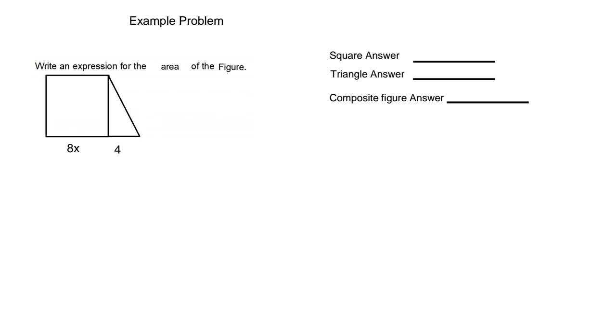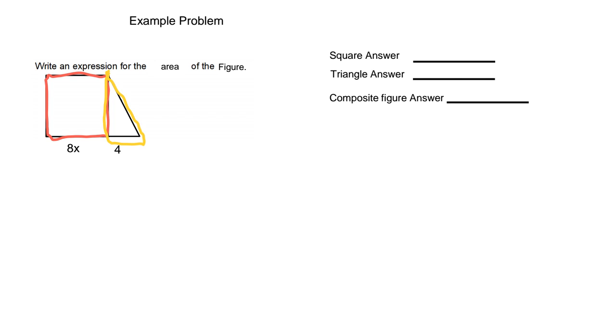Okay, so we're going to go ahead and get started on that example problem. Notice the directions tell us that we're going to write an expression for the area of the figure. First thing, I noticed that it's not just any figure, it is a composite figure. That means that there are multiple figures combined together to make one big shape. So the first shape I see is a square on the left side right here. So I'm going to just kind of outline that a little bit so we can see that. And then the other shape that I see is that triangle up at the front of it.